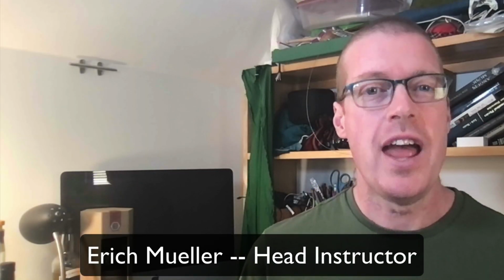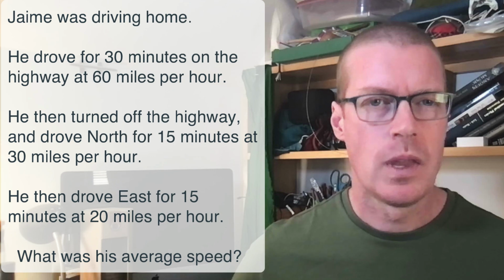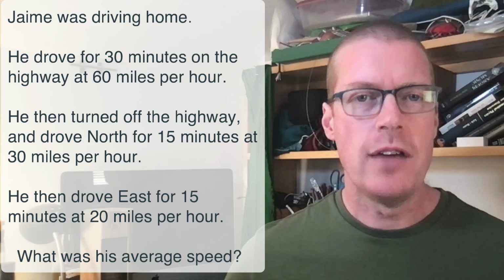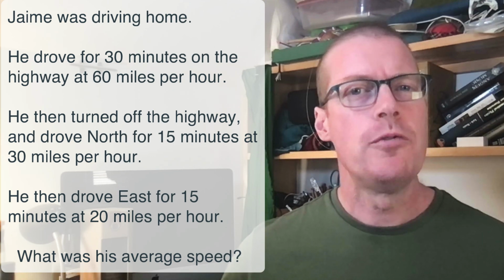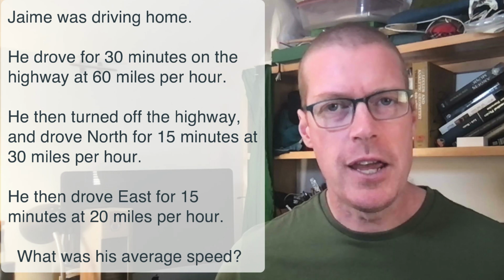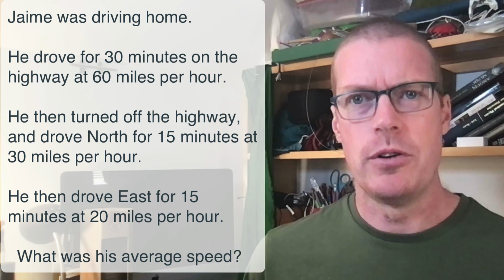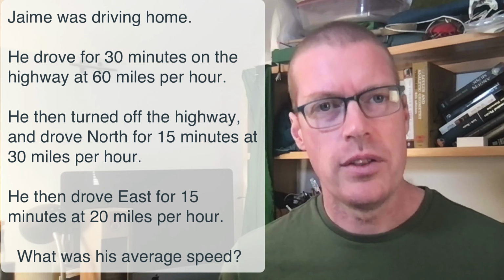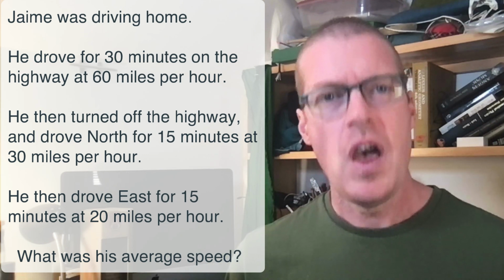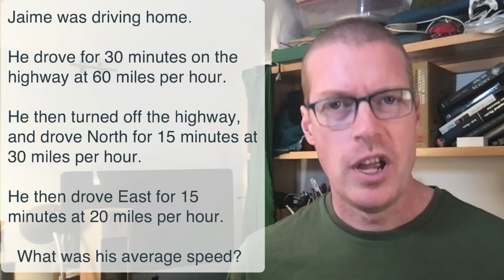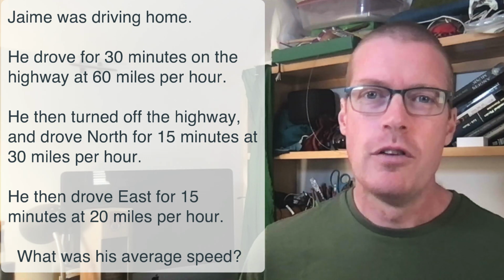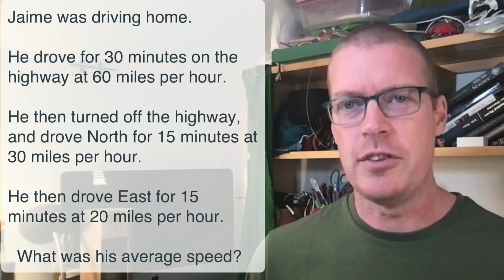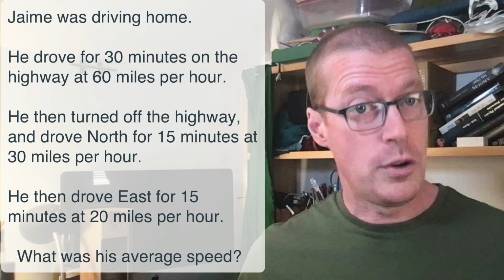Here's an example of an average speed problem. Jaime was driving home. He drove for 30 minutes on the highway at 60 miles per hour. Then he turned off the highway and drove north for 15 minutes at 30 miles per hour. He then drove east for 15 minutes at 20 miles per hour. What was his average speed?